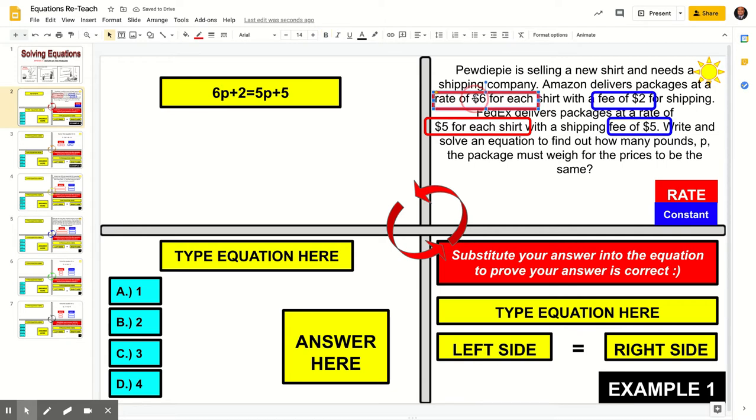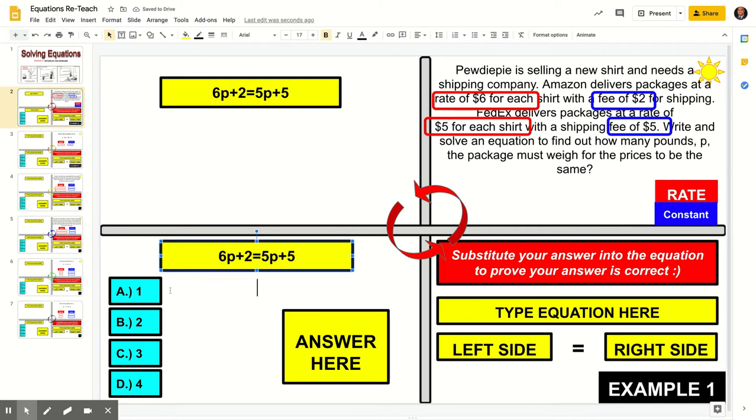6p came from 6 for each shirt. The 2 came from the fee of $2. The 5p came from the shirts because it's $5 for each shirt. And then the $5 fee came from the blue. I have now done quadrant 1 and I have completed quadrant 2. I'm going to follow the order and go to quadrant 3. Here it wants me to type the equation again, so I'm going to do that. I have 6p plus 2 is equal to 5p plus 5.